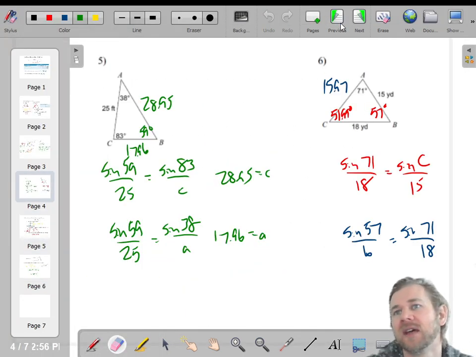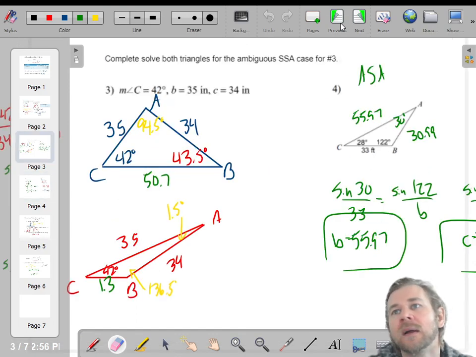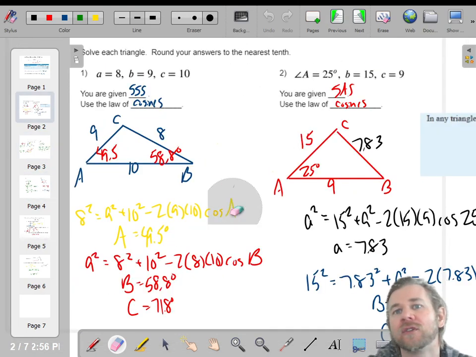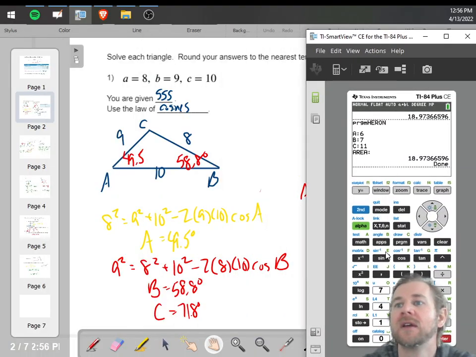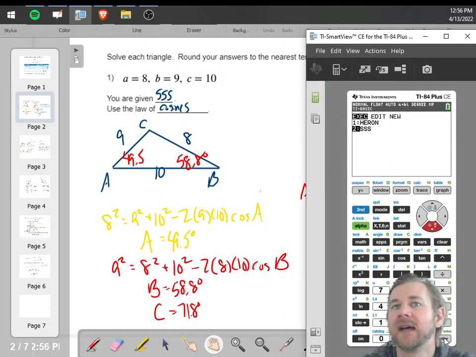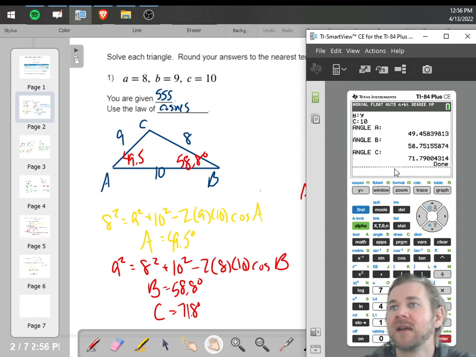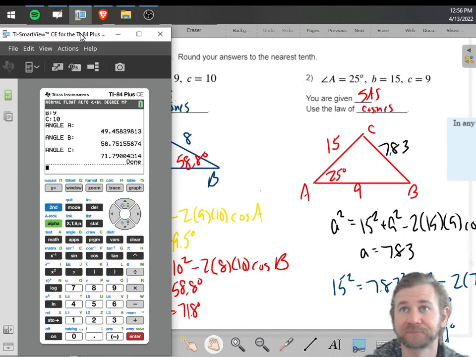Do we have a side-side-side problem? The first one we did was side-side-side. So let's check this one using my side-side-side program, see how it goes. Program, side-side-side. The three sides are 8, 9, and 10. Did I get the same answers? 49.5. 58.8. Yes. Awesome. So if you want to write another program that's good, side-side-side is where I would suggest.